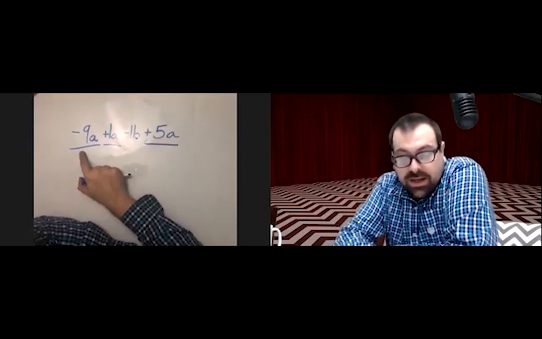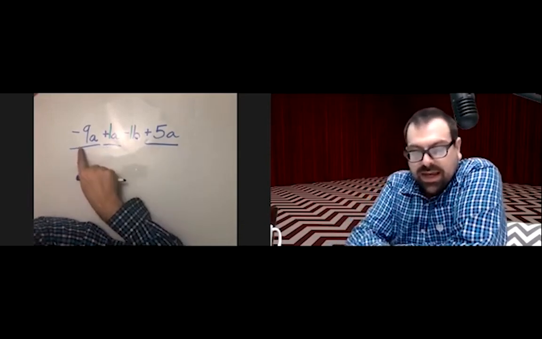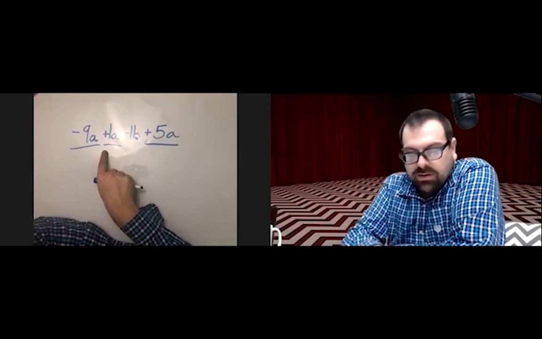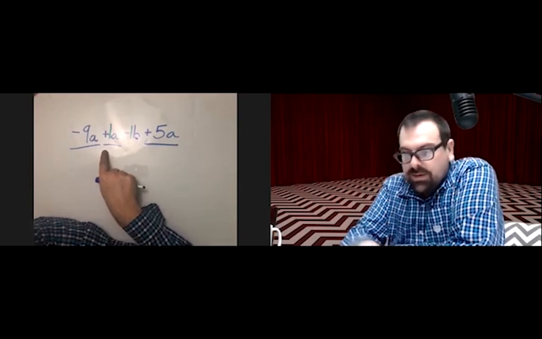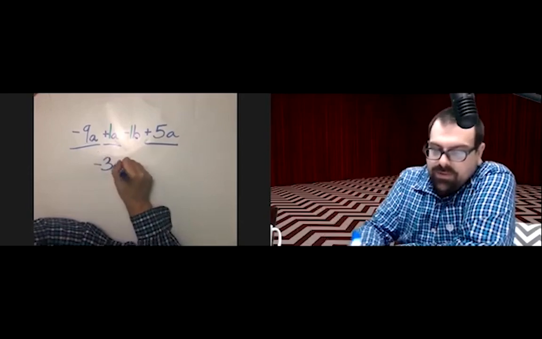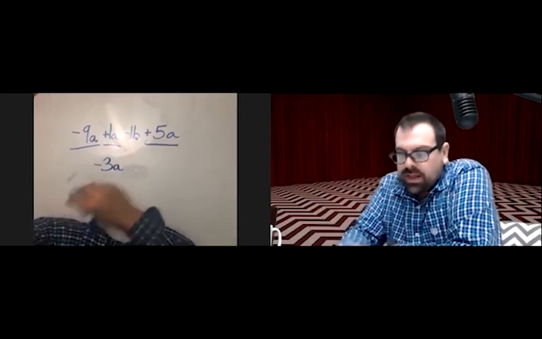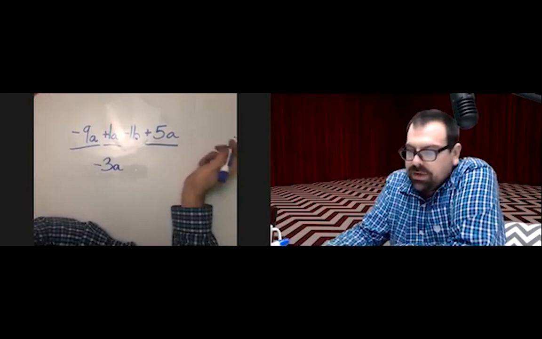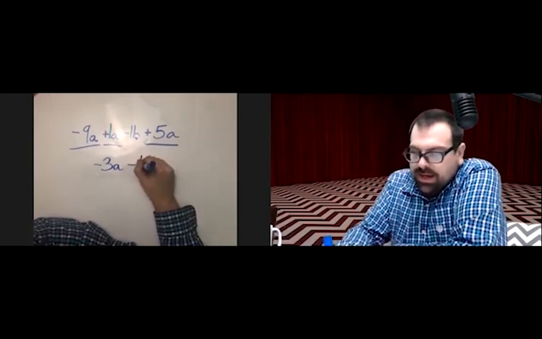Negative 9a plus 1a plus 5a. The number of a's is going to be negative 9 plus 1. That's negative 8. Plus 5, negative 3a. And then we just have this minus 1b, nothing to combine it with, so minus b.